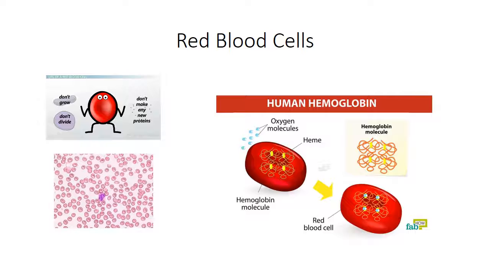Stem cells have nuclei, like all eukaryotic cells, right? But then at some point of their maturation, they kick out their nuclei. See, they are very highly specialized cells. They don't need to divide, so they don't need DNA. They don't need to synthesize any new proteins, so they don't need DNA or RNA for that matter.